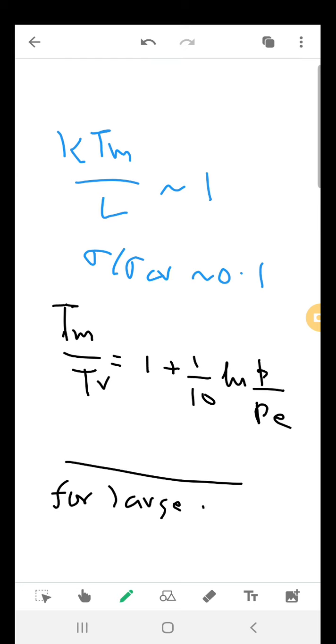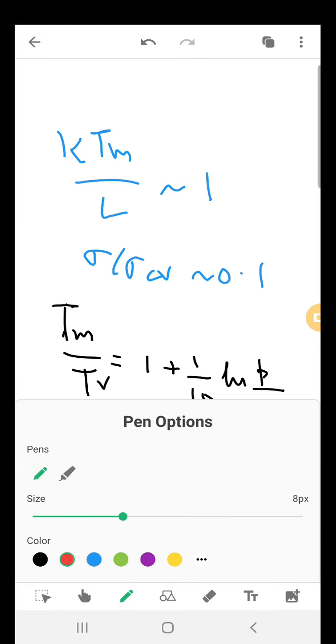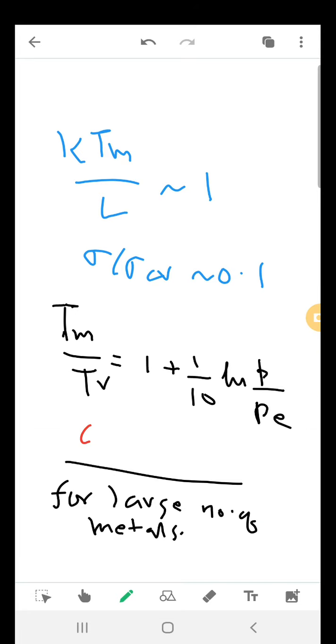And for a large number of metals, formation of a close packed structure takes place due to this, like in FCC and HCP. So formation of close packed structure takes place due to these two conditions.